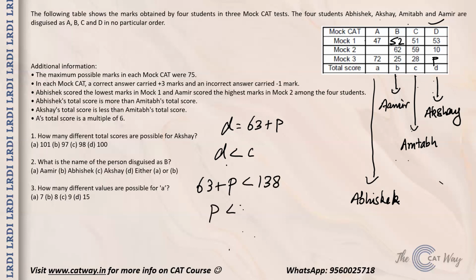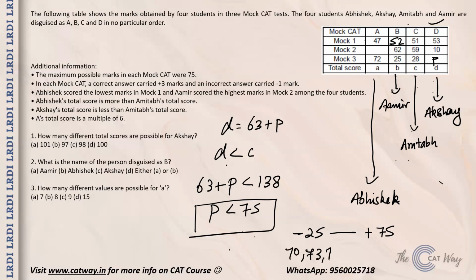That means P is less than 70. P is less than 75. That means now because P is less than 75, all scores ranging from -25 to +75 are possible, right? Except the scores 70, 73 and 74.